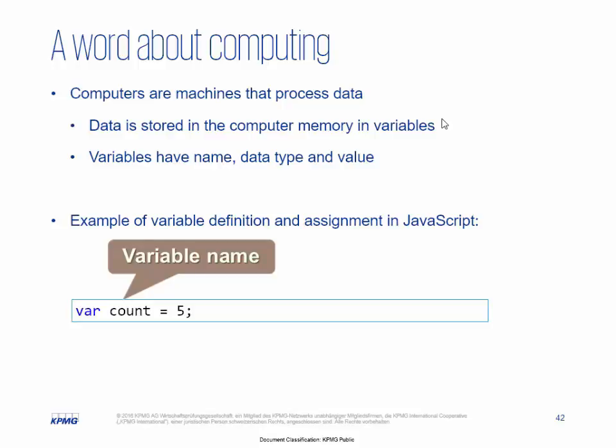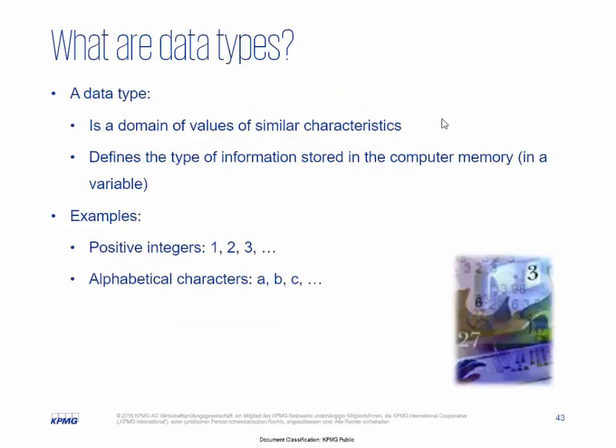So this is the basic structure of defining variables in JavaScript. We have the var keyword, then we have a name, and then we have some kind of value which we may or may not assign to our variable. We'll see more examples of this, of course.